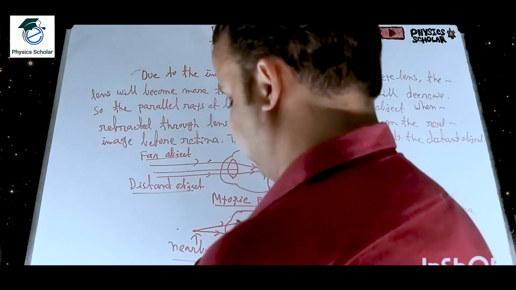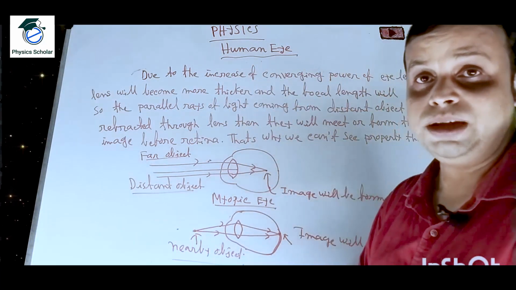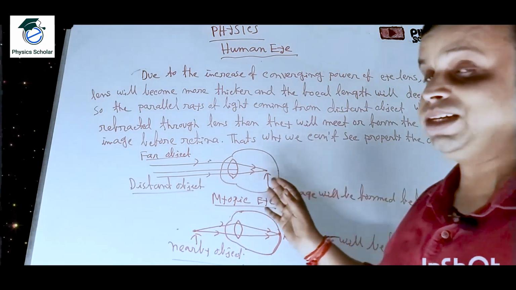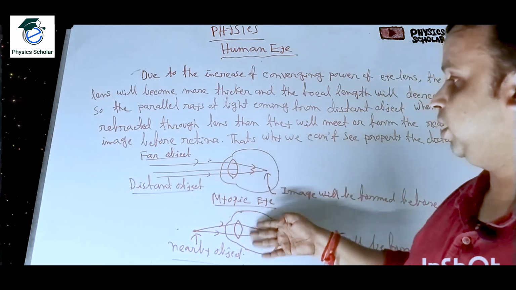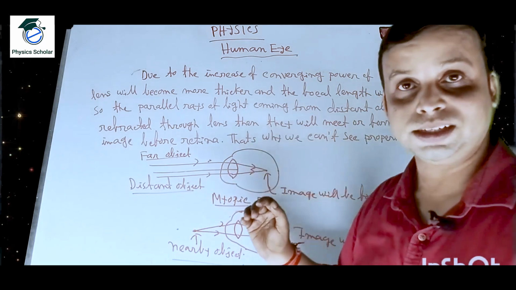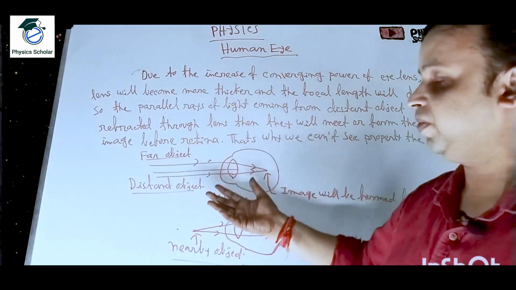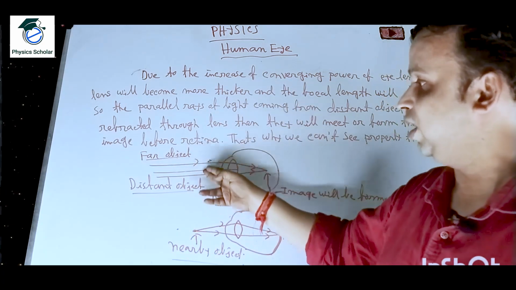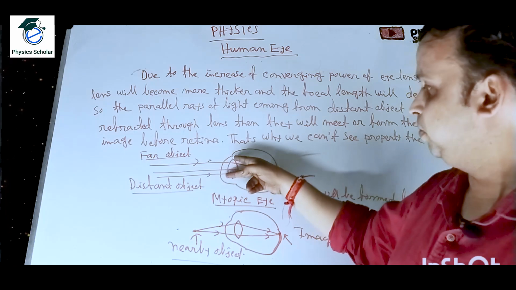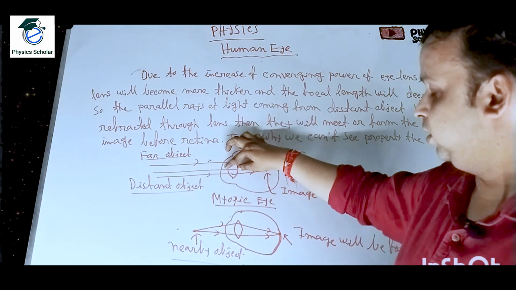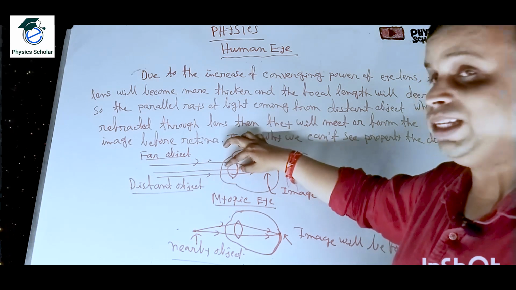So this is the myopic vision. If a person is suffering from myopia or short sightedness, then this situation occurs. So when the rays are coming from the distant object, they will be parallel to each other, clear? And due to the defect of the eye lens, it will be thicker.